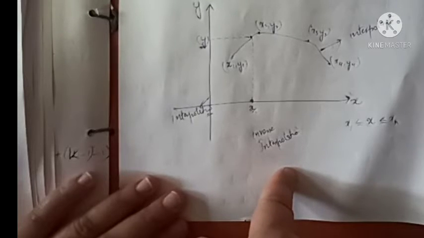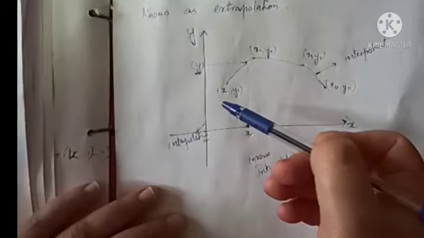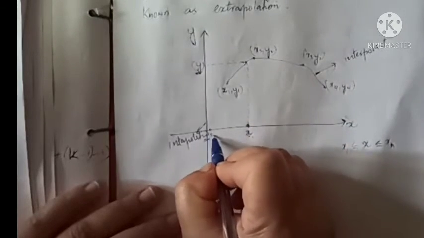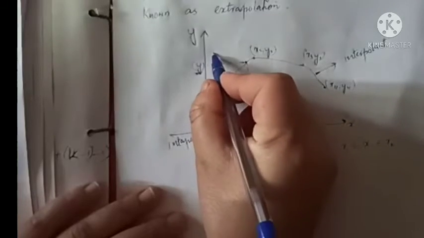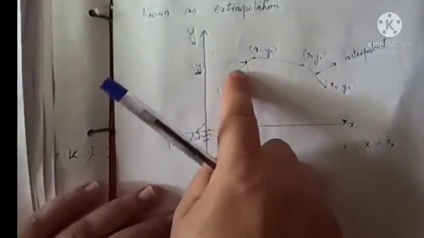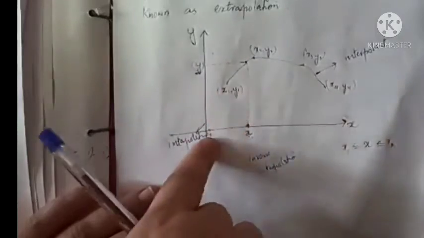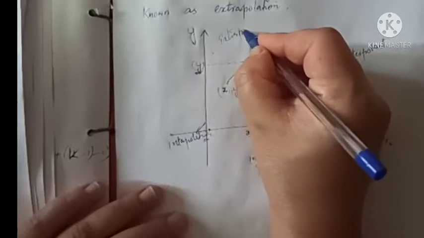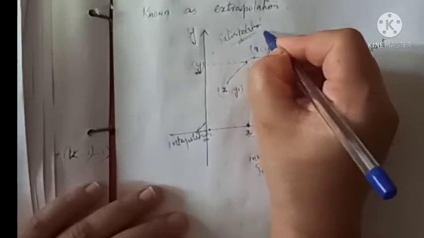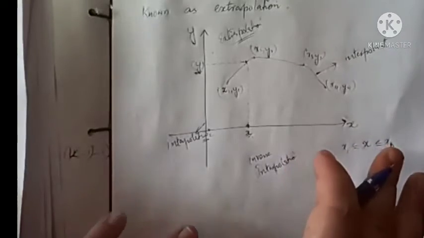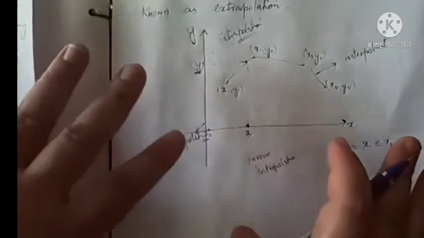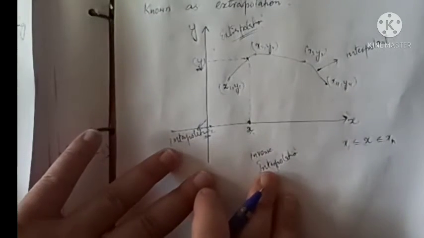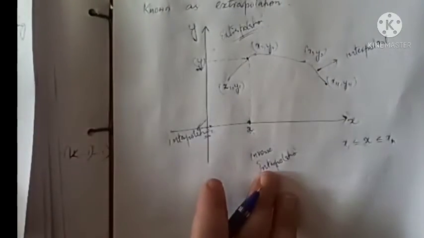Now, if you have a value of x that does not lie in this range, say the value of x comes somewhere here, outside this range, then the process of estimating it is called extrapolation. That is not something which we have to do. We only have to focus on interpolation. Okay, so this is what interpolation is all about, and inverse interpolation, and extrapolation.